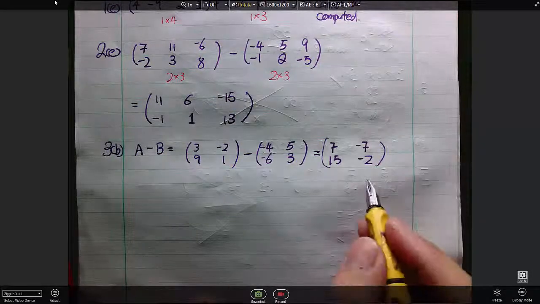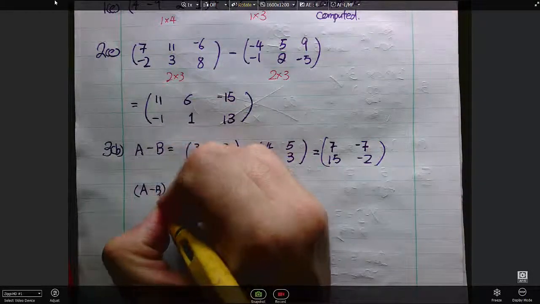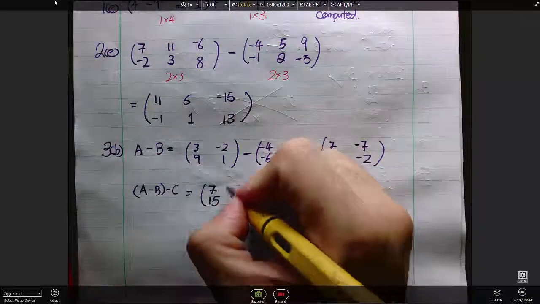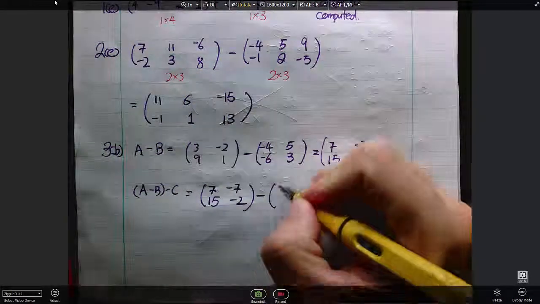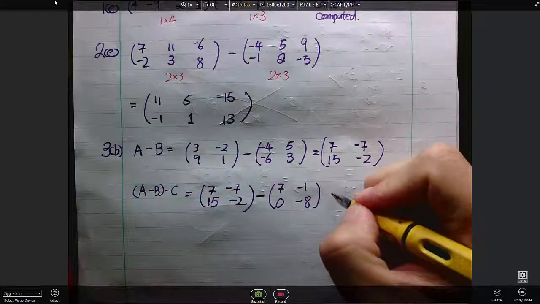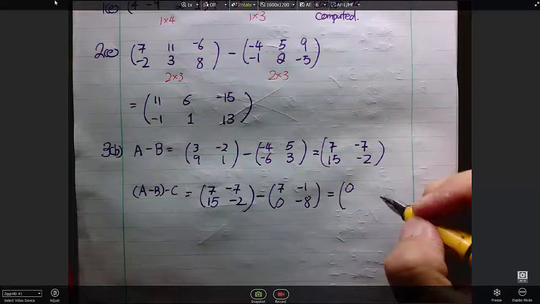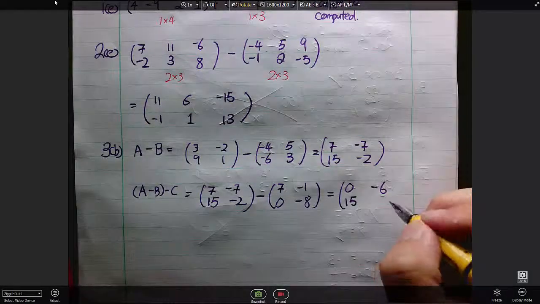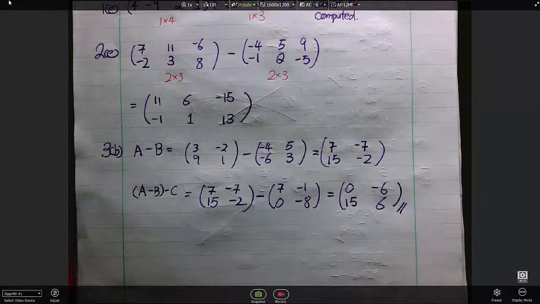Now I must take my product and minus C. So now I have A minus B done, minus C. So I take 7, 15, negative 7, negative 2, minus C, which is 7, 0, negative 1, negative 8. And what I get here, 7 minus 7 gives me 0. Negative 7 plus 1 gives me negative 6. 15 minus 0 gives me 15, negative 2 plus 8 gives me 6, and I'm done with question 3b.